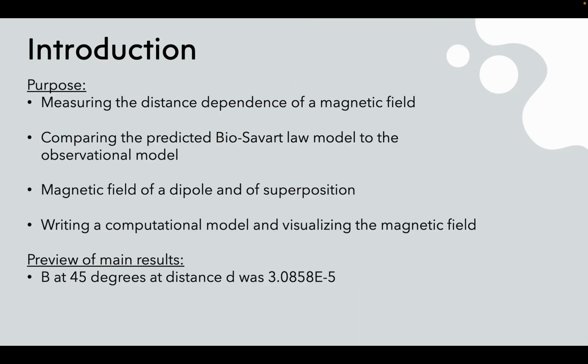Let's go over the purpose and a review of the main results. We wanted to measure the distance dependence of the magnetic field and compare our observational model to the predictive model, and learn about the magnetic field of a dipole and of superposition. A preview of the main results was that B at an angle of 45 degrees at a distance d was 3.08 e to the minus 5.